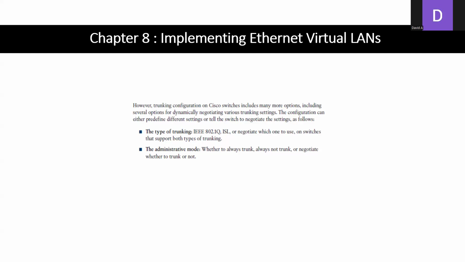We had a great discussion last time. We were talking about trunking. We started talking about some of the verification commands you can use to verify that a VLAN was created. And of course, we talked about the concept of VLAN tagging, and how that only relates to 802.1Q.